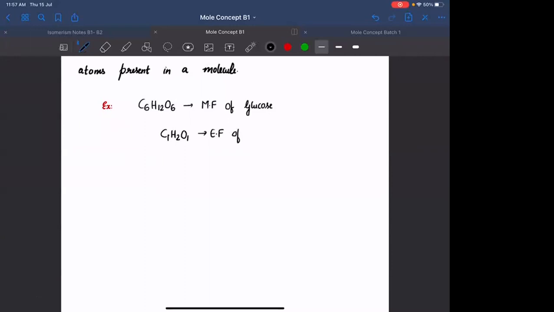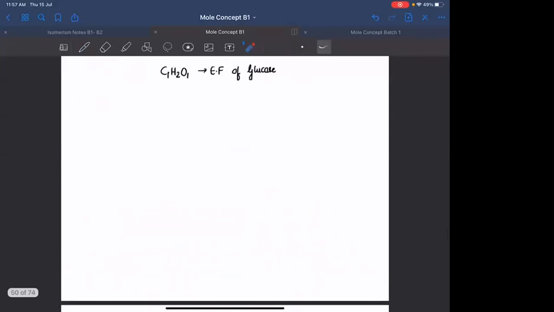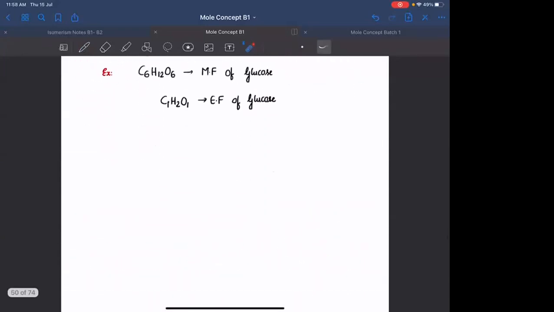So by looking at the empirical formula, I can never judge the total number of atoms of any given element. From this it looks like one carbon atom, two hydrogen atoms, one oxygen atom, but actually how many are there? 6, 12 and 6. So by looking at the empirical formula, we will know the simplest ratio of the elements present in the molecule. Is that clear, everyone? Yes, sir. Okay, fine.